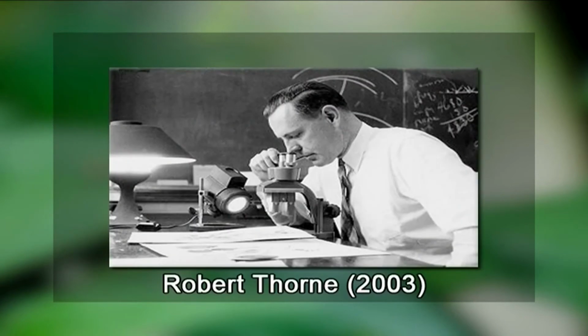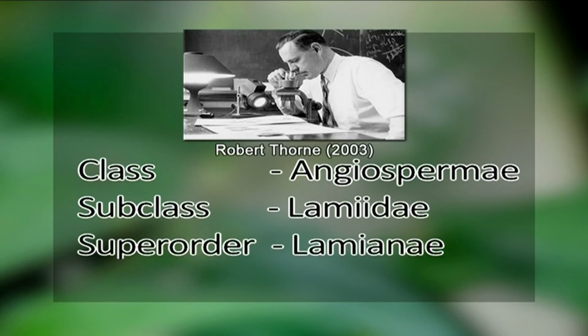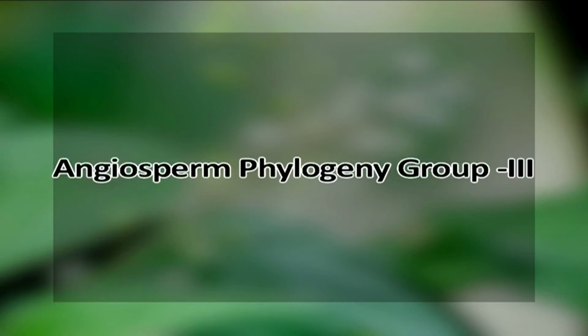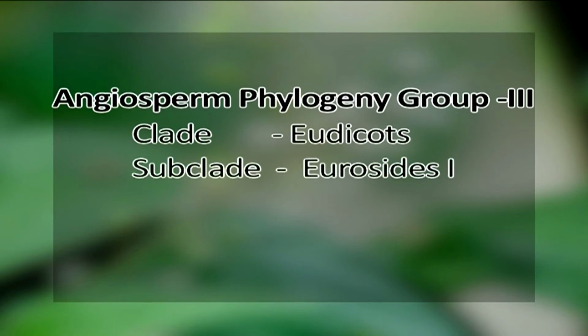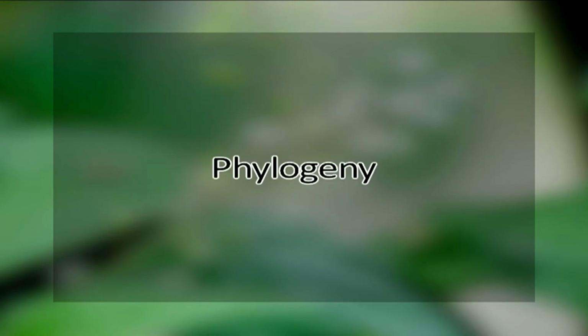Robert Thorne, an American taxonomist, classified it under the class Angiospermae, not Magnoliopsida, class Angiospermae, subclass Lamiidae, superorder Lamianae, and the order Lamiales. And very recently, the Angiosperm Phylogeny Group has classified it under the clade Eudicots, subclade Euasterids I, and the order Lamiales. Now, let us discuss the phylogeny of family Lamiaceae.